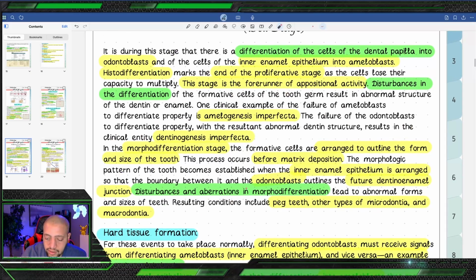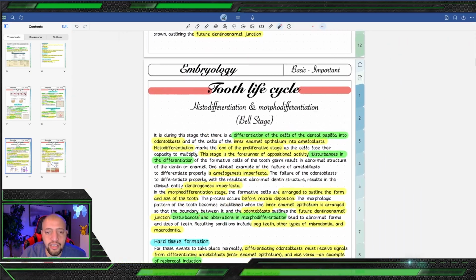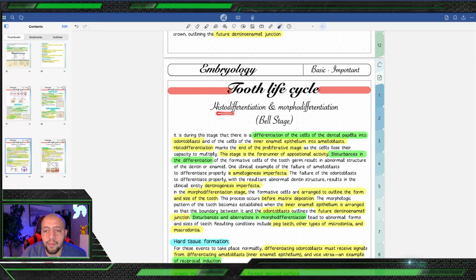Stop here, take one step back, confirm the information. So we have the bell stage. Histodifferentiation problem will lead to amelogenesis imperfecta and dentinogenesis imperfecta.